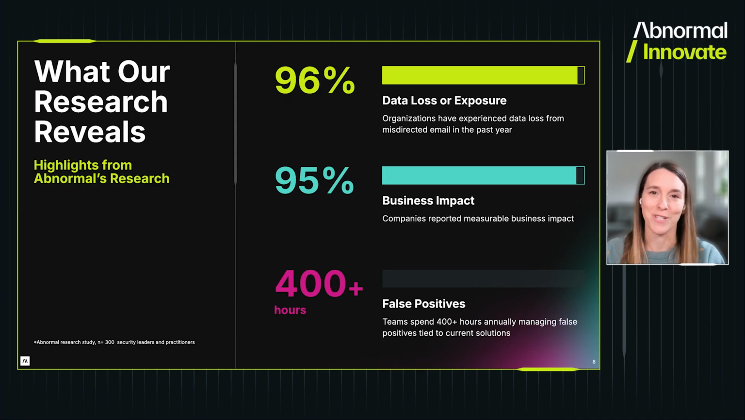Abnormal conducted our own research of 300 security leaders and practitioners, and we were able to validate what we've heard from the market. 96% of these organizations had experienced data loss from misdirected email in just the last year, and 95% of them reported measurable business impact. Teams spent over 400 hours annually managing false positives tied to the solutions that they're currently using to fill this gap.